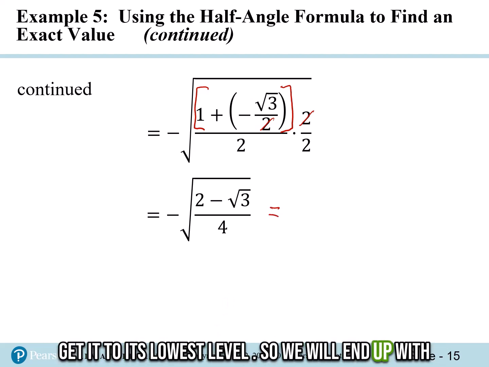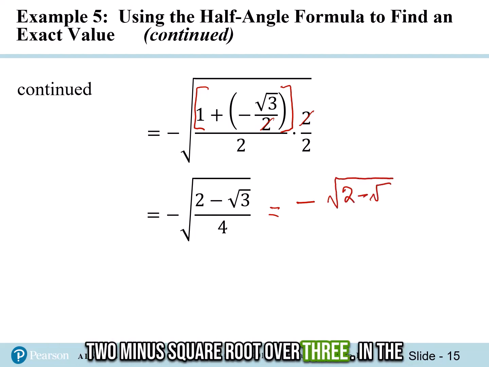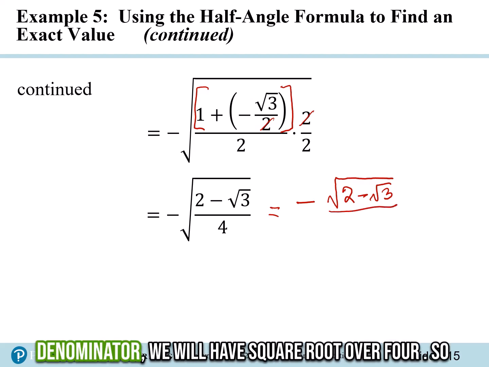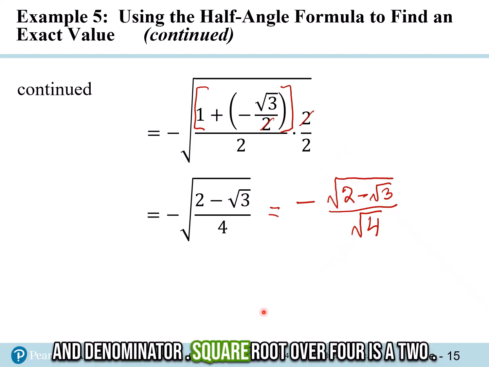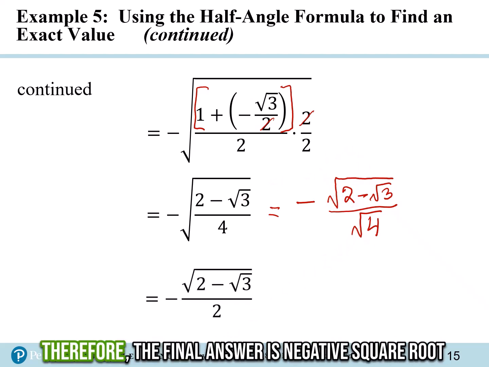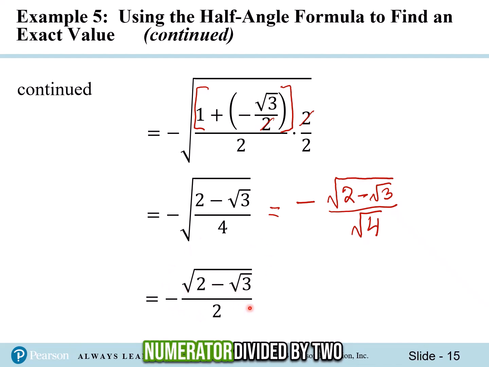So we will end up with negative, and then in the numerator we will have 2 minus square root of 3. In the denominator we will have square root of 4. So I distributed the radical sign to both the numerator and denominator. Square root of 4 is 2, therefore the final answer is negative square root of 2 minus square root of 3, in the numerator, divided by 2.